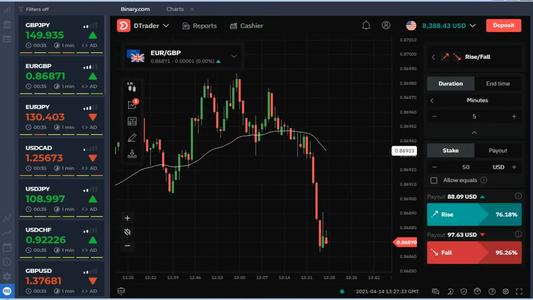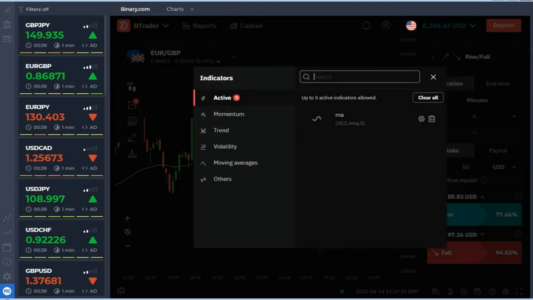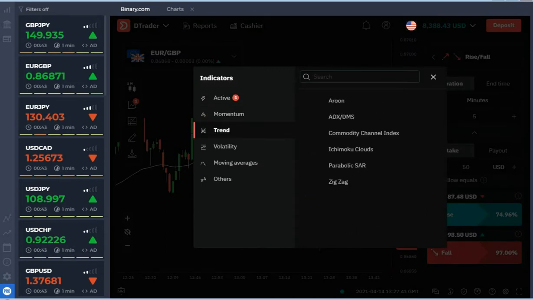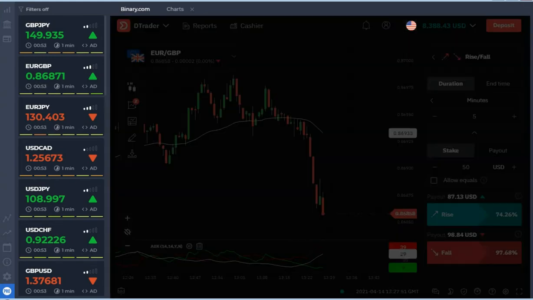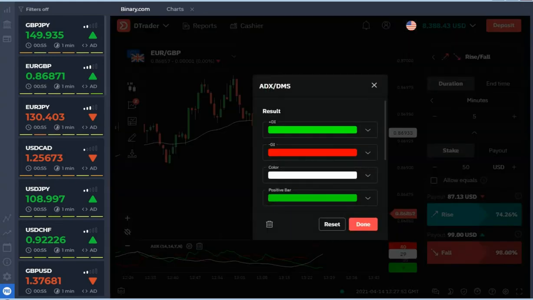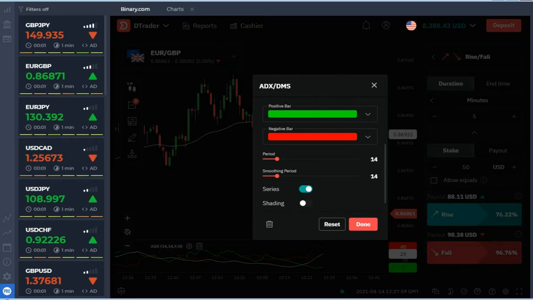ADX, Average Directional Movement Index. Confirmation of the presence, direction and strength of the trend. The direction is determined by plus DI and minus DI lines, and the ADX line is an indicator of the strength of the trend. If plus DI is above minus DI, the market is in an uptrend. For a downtrend, the opposite conditions apply.